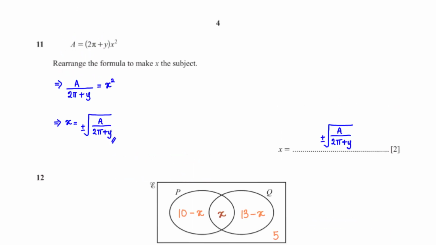A equals 2 pi plus y times x squared. Rearrange the formula to make x the subject. When we divide both sides by 2 pi plus y, this is what we get. And when we take the square root of both sides, we have x equals plus and minus the square root of a over 2 pi plus y.